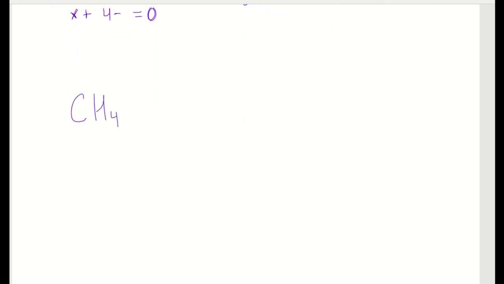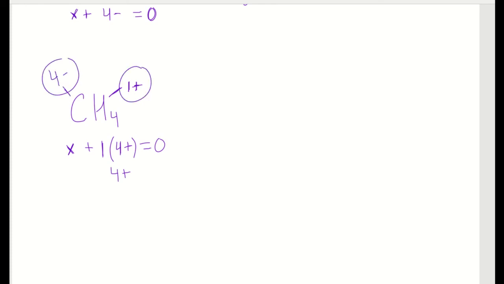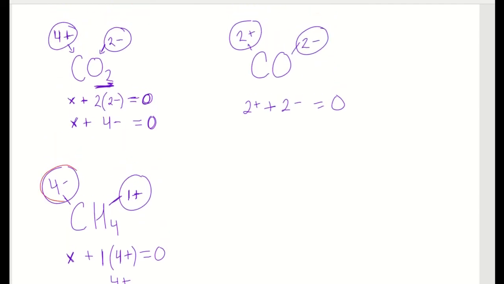Let's look at CH4. So hydrogen is most likely going to be 1 plus. So that means we have 1 times 4 equals 0. And we want to know what our X is. So if X plus 4 is equal to 0, that means carbon must be 4 minus. So you can see here, carbon can be 4 minus, it can be 4 plus, or it can be 2 plus. It just depends on the situation.